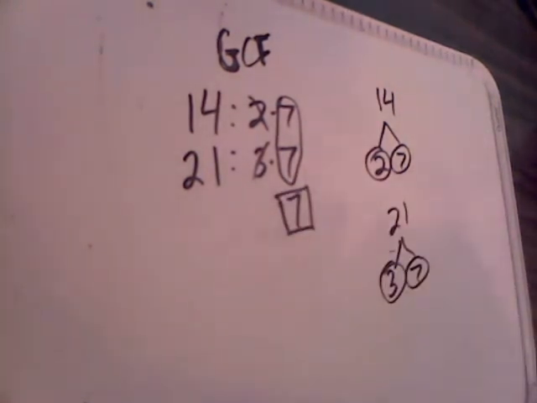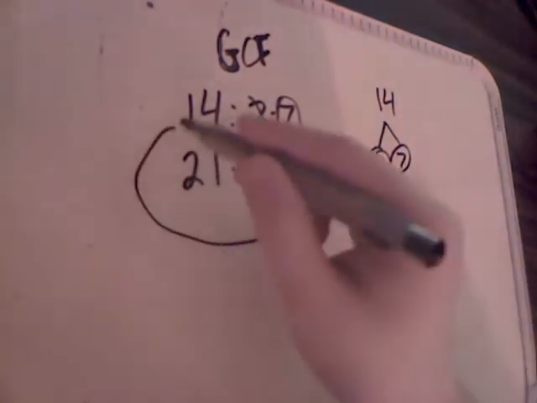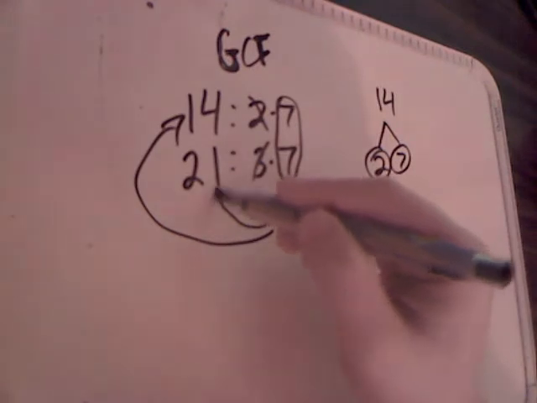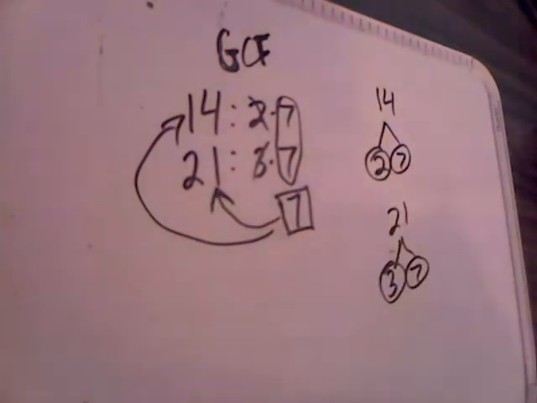That is the answer for that. The GCF of 14 and 21 is 7, because 7 will multiply into 14, and it will multiply into 21. And it's the biggest number that will do that for both of them.